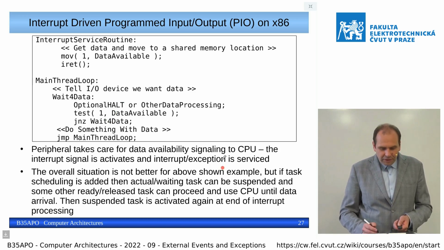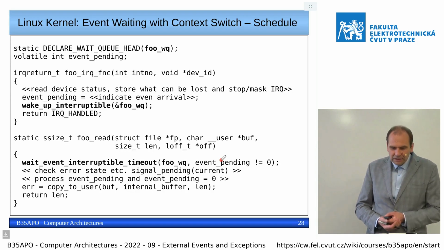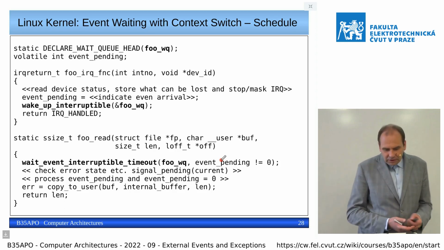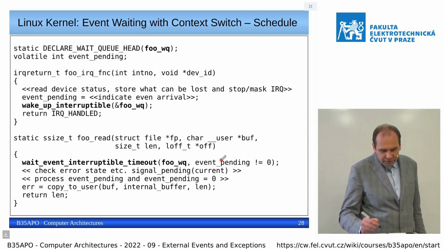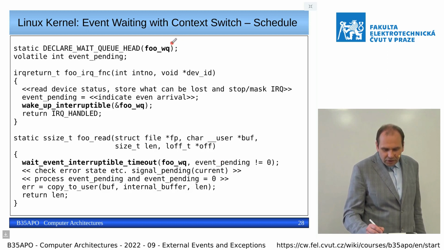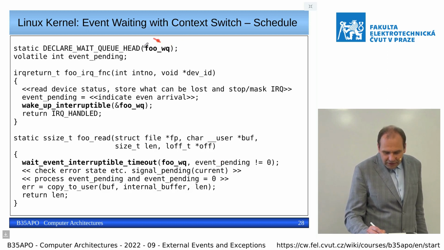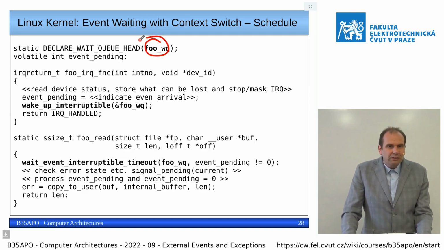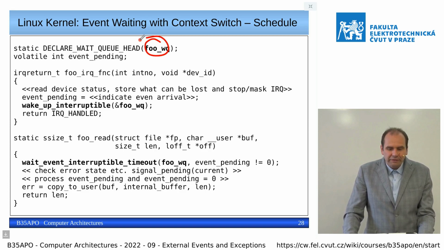But we usually want to switch to some other task. So this is how it works in the Linux kernel, for example. This is an actual piece from some of my code, but it is simplified again. So in the Linux kernel, we define some wait queue, so some list of those which wait for a given event, interrupt, and so on.